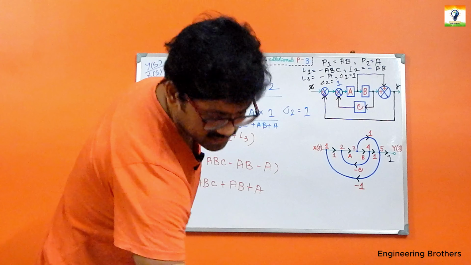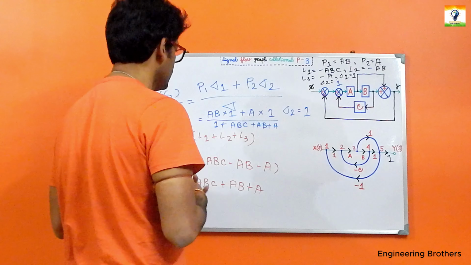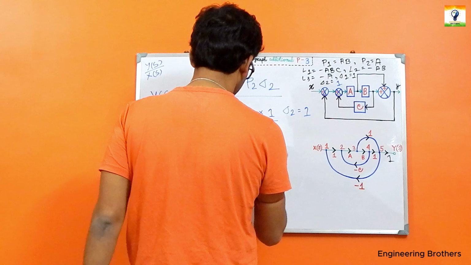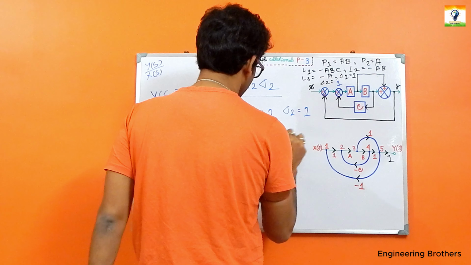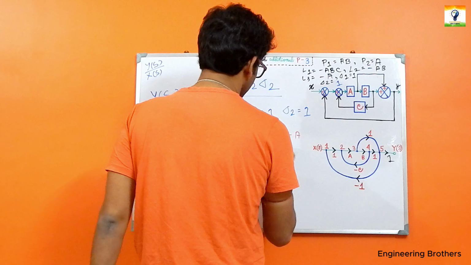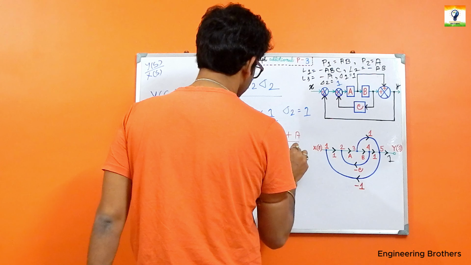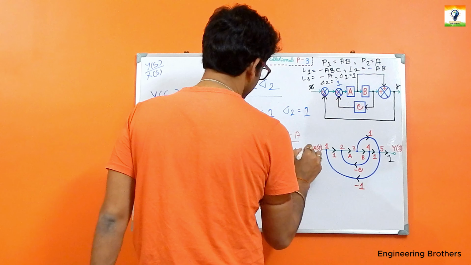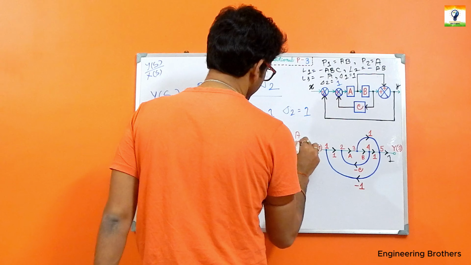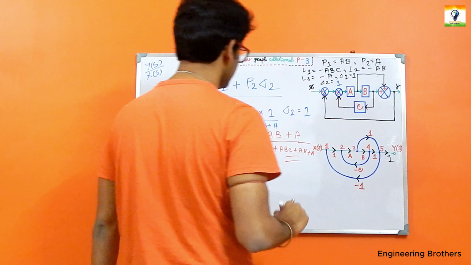What is the final answer? The final answer will be this one, which is quite naturally AB plus A divided by 1 plus ABC plus AB plus A. This is going to be the final answer over here.